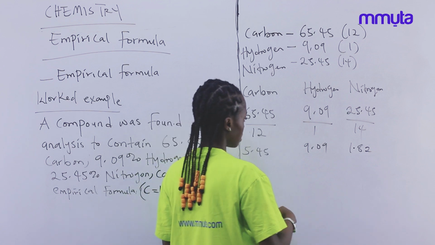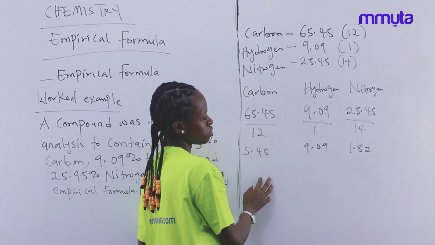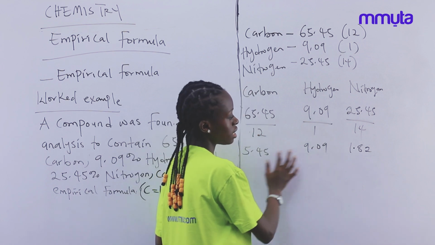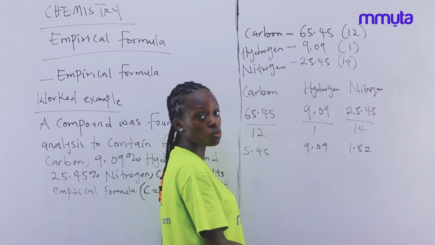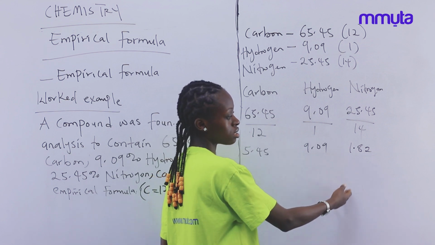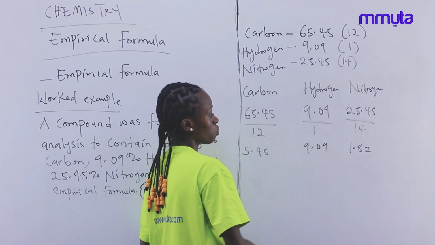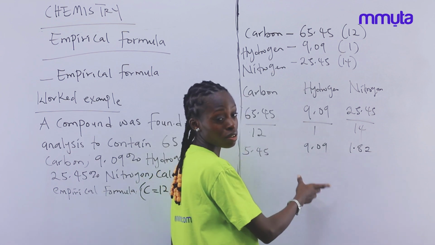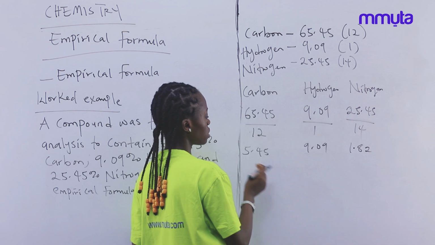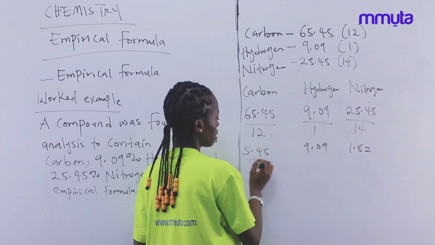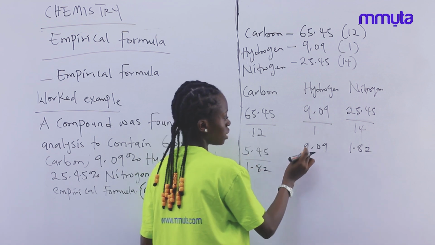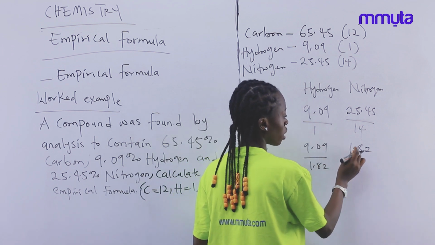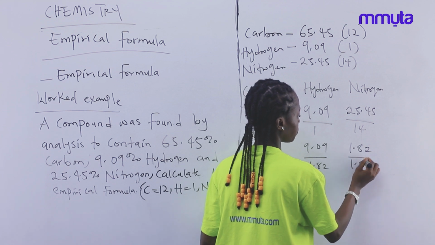After doing this, the next thing you need to do is identify the least value among these three. By looking at it, we can identify that the least value here is 1.82. Now, we take this 1.82 and divide each of these values by 1.82, which means it becomes 5.45 divided by 1.82, 9.09 divided by 1.82, and 1.82 divided by itself.